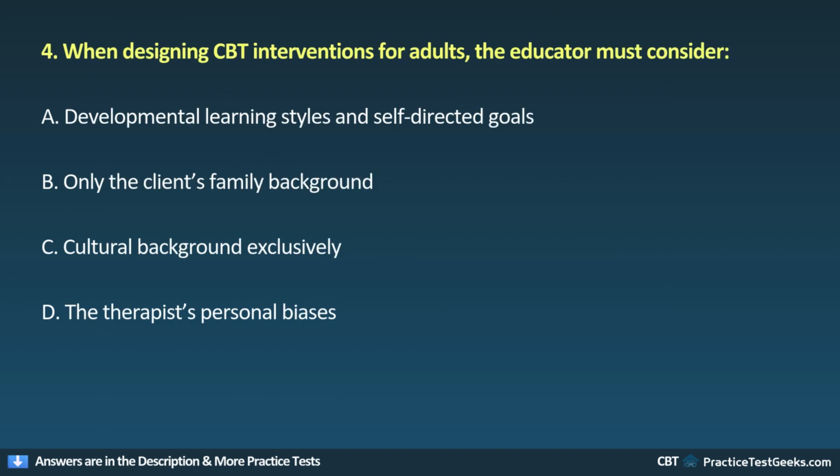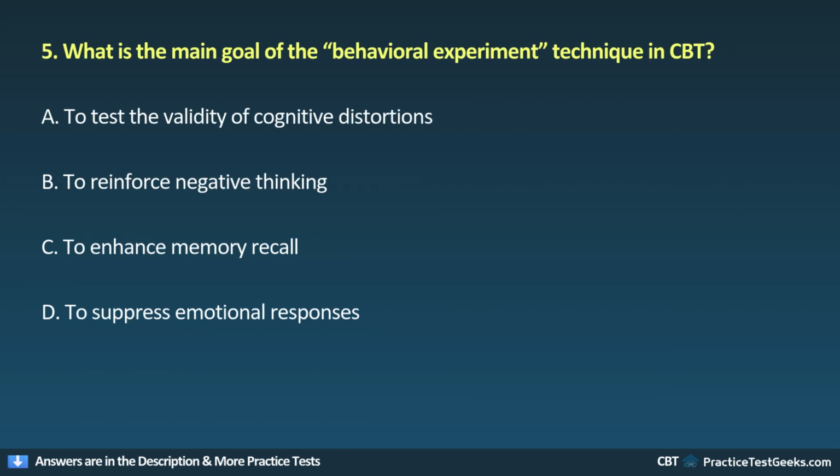4. When designing CBT interventions for adults, the educator must consider A. Developmental learning styles and self-directed goals. B. Only the client's family background. C. Cultural background exclusively. D. The therapist's personal biases.